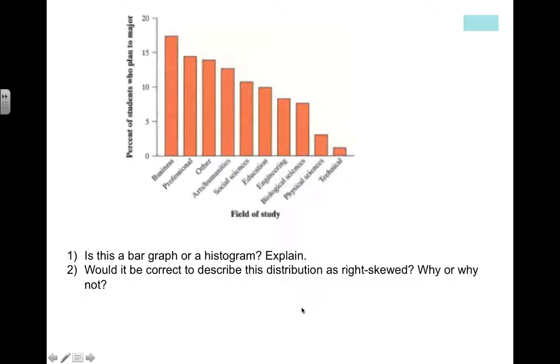Would it be correct to describe this distribution as right skewed? Why or why not? No, it's not right skewed. It's categorical data. It's not quantitative. So you can't describe the distribution the same with categorical as we do with quantitative. We would not be able to say that this is right skewed. You would never talk about a skew for categorical data. And that's it with this video.